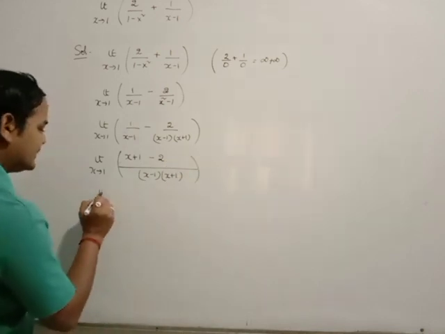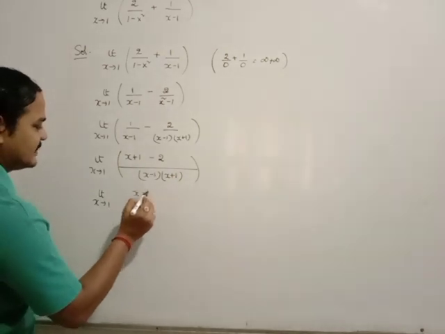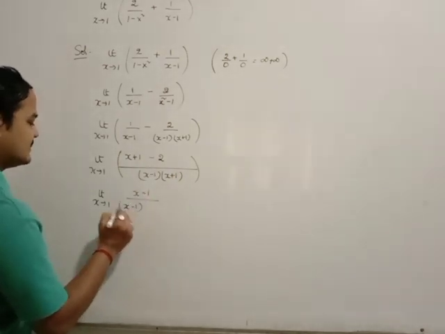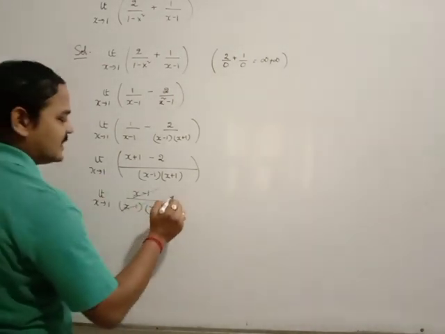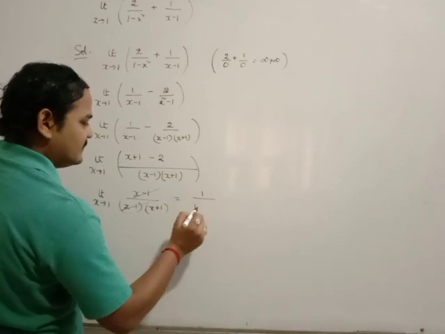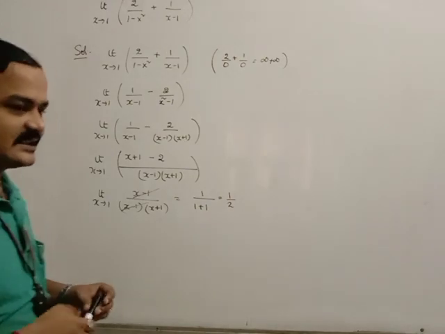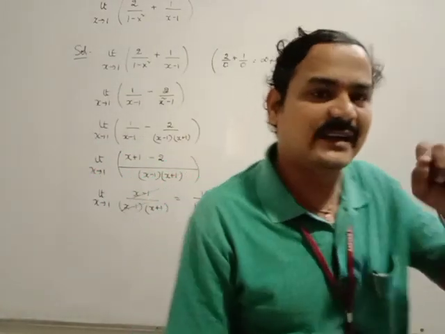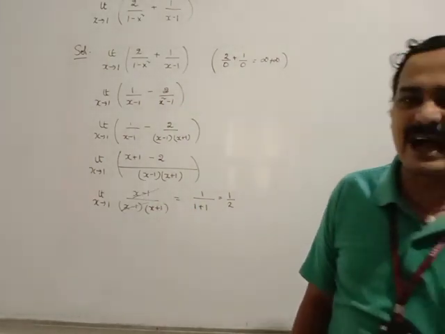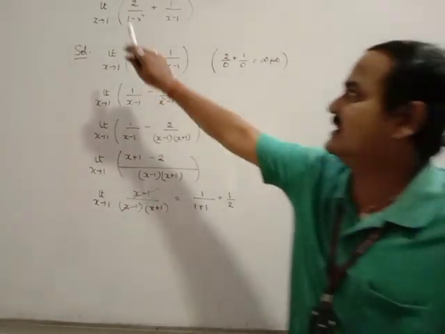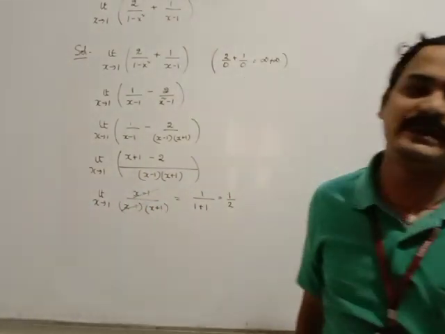So what you get is limit x tends to 1, x plus 1 minus 2, which is x minus 1, by x minus 1 into x plus 1. So this x minus 1 cancels. Now substituting, 1 by 1 plus 1 is equal to 1 by 2. This is the answer. This is the factorization method. See, I did the factorization and cancelled the common factor. What is the common factor? If x tends to 1, then x minus 1 is the common factor, so x minus 1 can be cancelled.